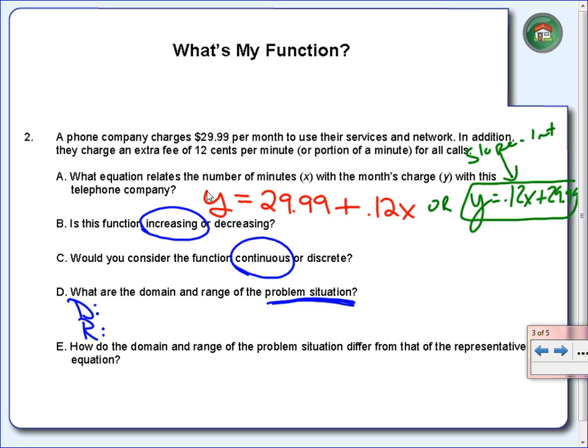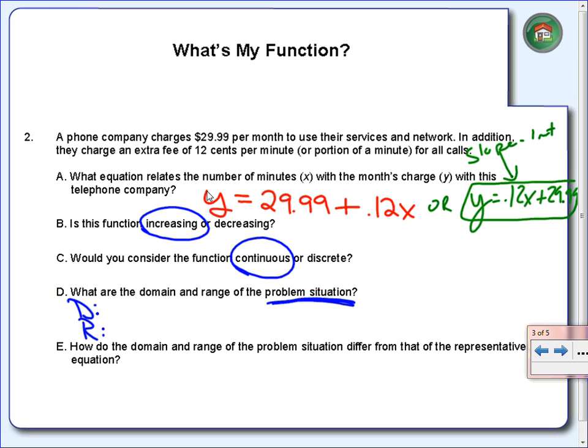Read A. What does it say? X is the number of minutes. Okay, so keep that in mind, guys. We're talking the number of minutes. So what kind of x values do we have if we're talking number of minutes? Can I say all real numbers? What does all real numbers mean? It means all the negatives and all the positives. That's what all real numbers means.